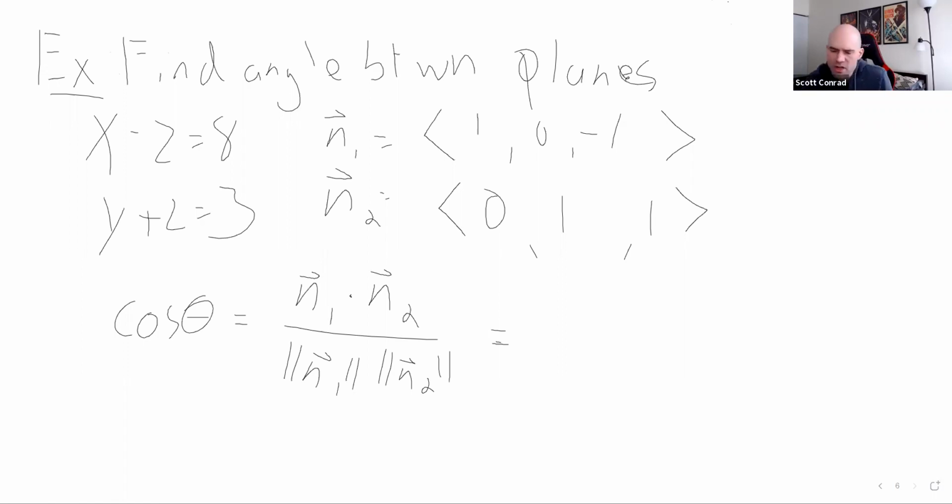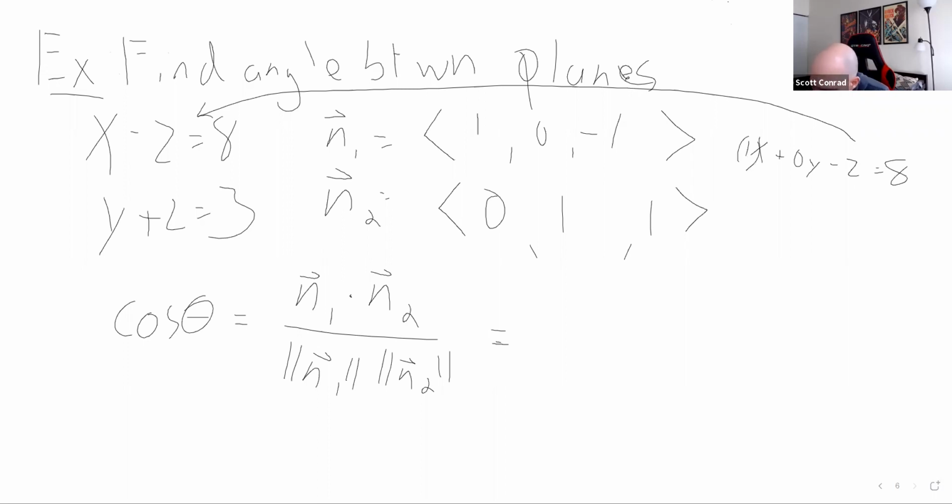How did you get those normal vectors? So we can rewrite the equations slightly. So x minus z equals 8, you could write as x plus 0y minus z equals 8. So 1 times x plus 0 times y plus, or sorry, minus 1 times z equals 8. So the coefficients of x, y, and z give you the components of the normal vector. And so we get 1, 0, negative 1.